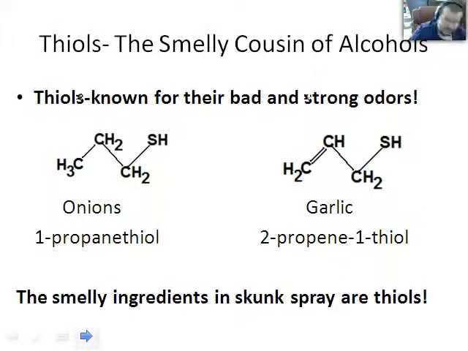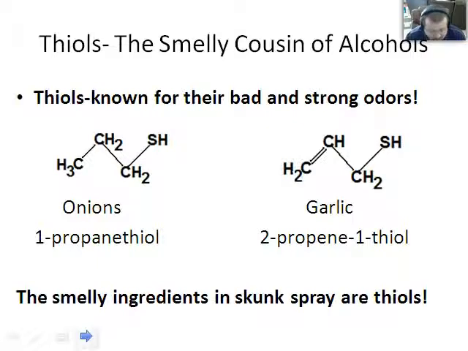Now, these are known for having terrible smells. Personal story, when I was back doing research, I worked with a compound. It was called a mercaptan. And a mercaptan, the one that I worked with, was a direct descendant. It's pretty much the active ingredient in skunk spray.